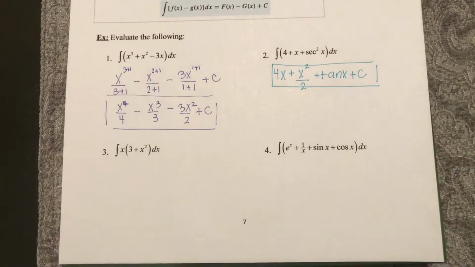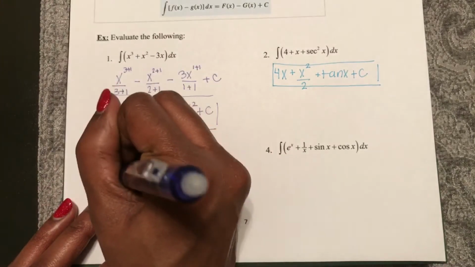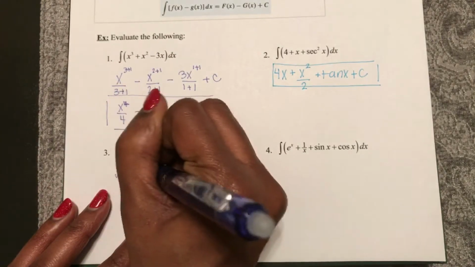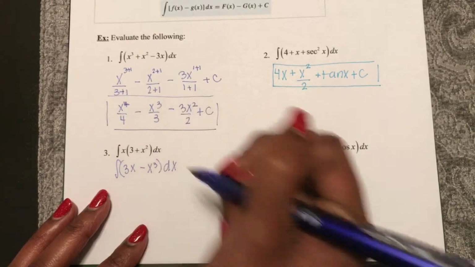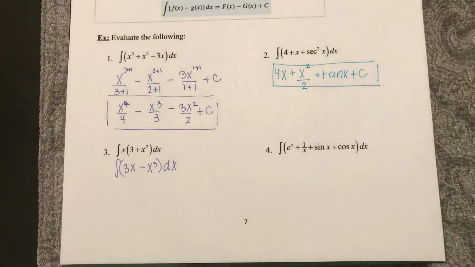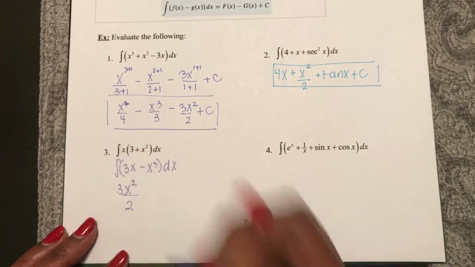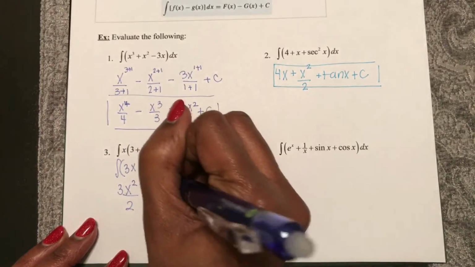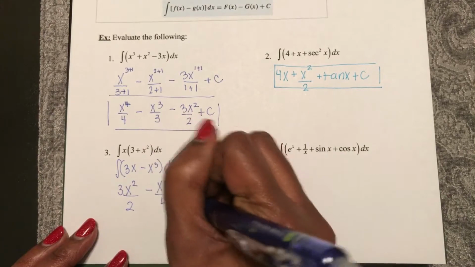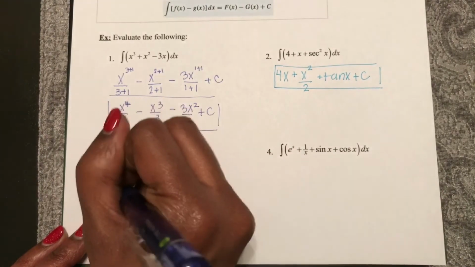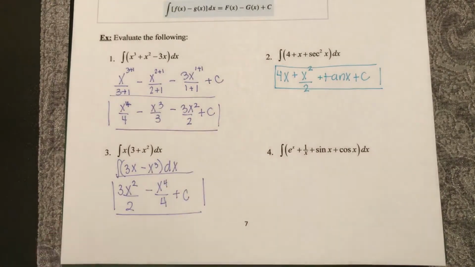Number 3, for this one I need to simplify it a little more. I'll distribute to get 3x minus x cubed dx. So now I can use my integration power rule. Working backwards, I have 3x squared over 2 minus x to the 4th over 4 plus c. So we add 1 and then divide by that power.